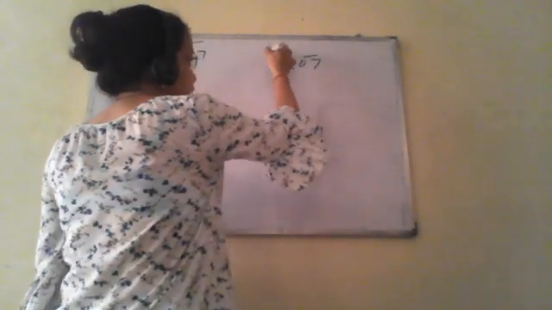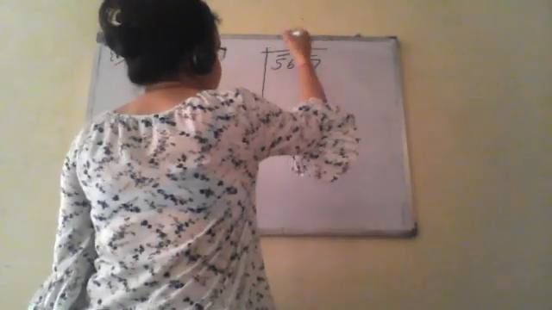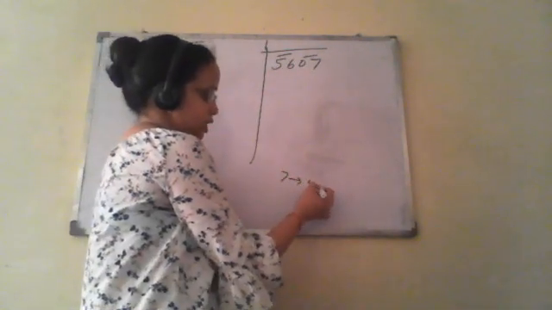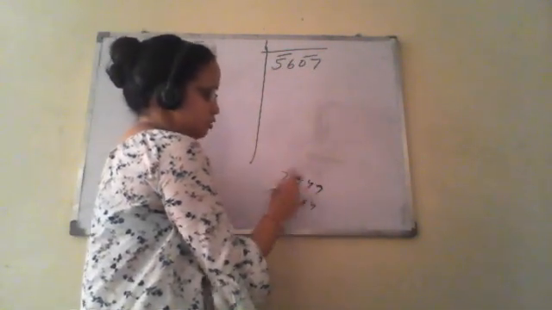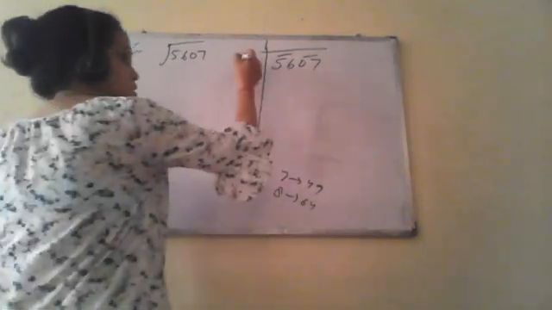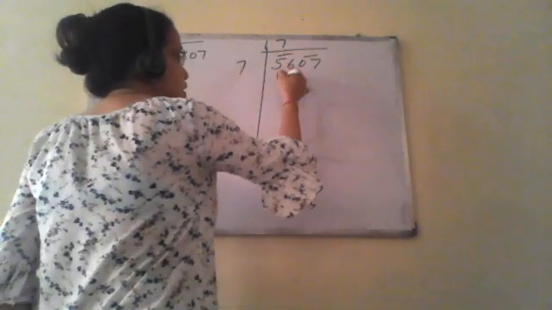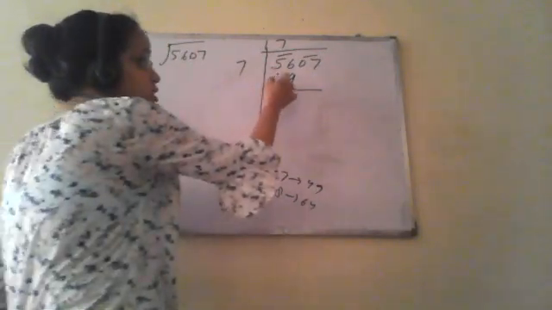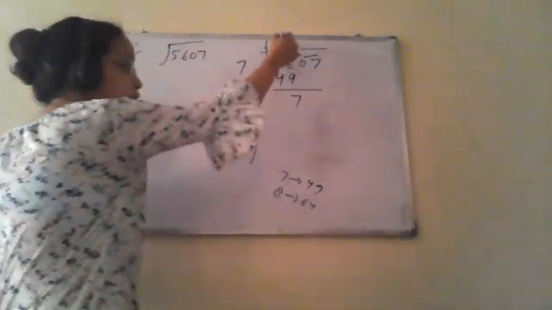So we'll put the bar. Now we have to think of a number. 7 square is 49 and 8 square is 64, so we'll definitely go with 7. So this is 7 and 49. Okay, so we'll subtract, we'll get 7 and we'll double this quotient.